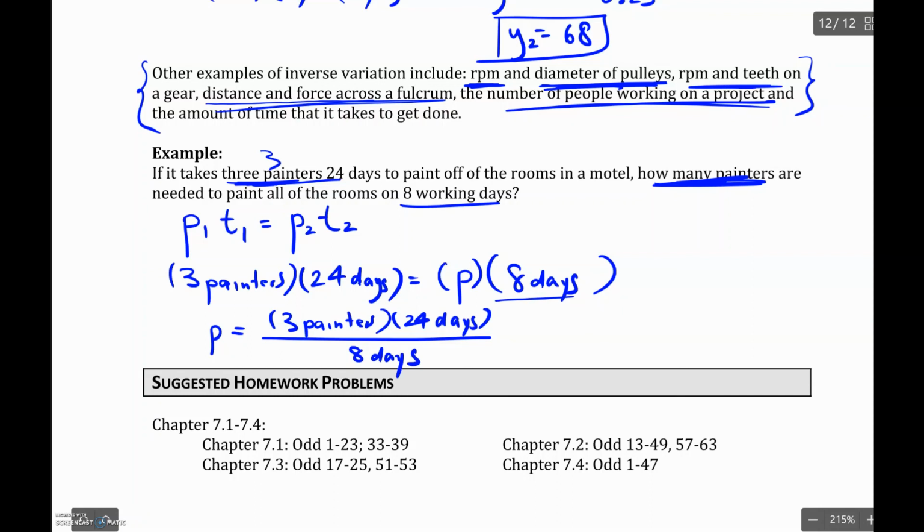Now look at what magically happens here. Your days will cancel and you're left with painters, which is what we expect. So if we multiply 3 by 24 and divide by 8, we're going to get 9, and that has to be painters, which makes a lot of sense.